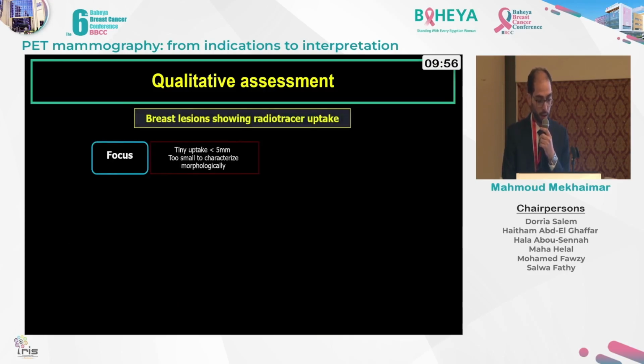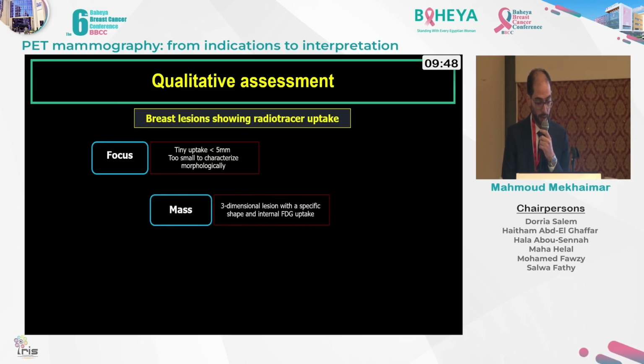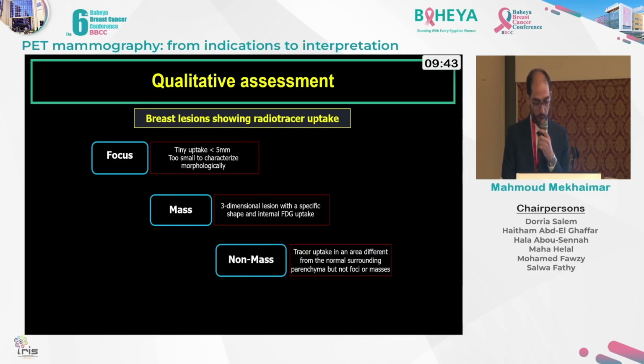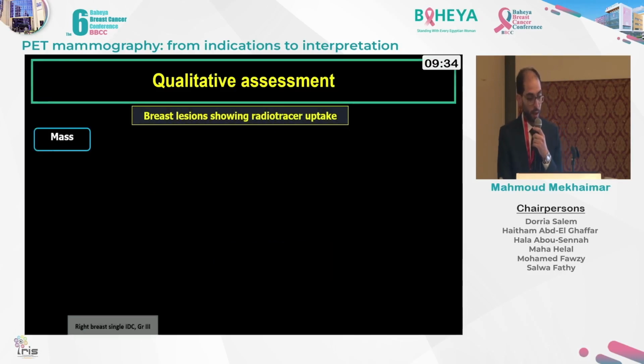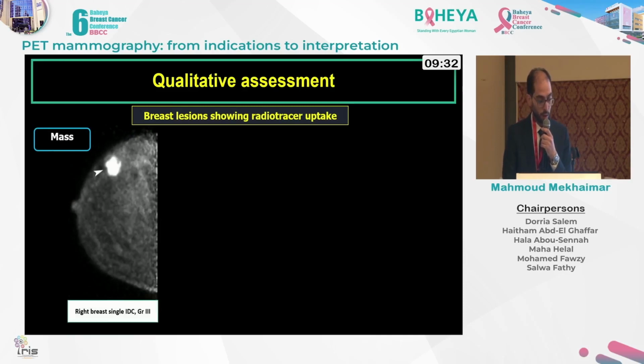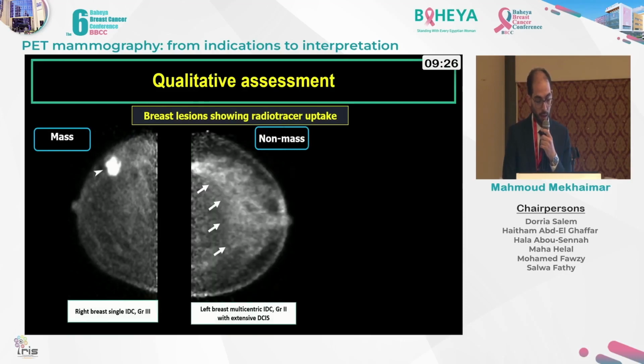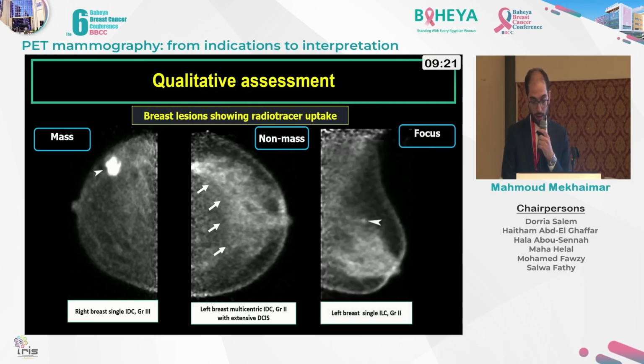A lesion showing radiotracer uptake can be a focus, which is a tiny uptake less than 5 mm, too small to be characterized morphologically; or a mass, a three-dimensional lesion with a specific shape and internal FDG uptake; or a non-mass with tracer uptake in an area different from normal surrounding parenchyma, but not foci or masses. This is case 1 showing a single FDG avid malignant lesion, this left breast diffuse regional non-mass lesion, and this tiny left breast FDG avid focal lesion.